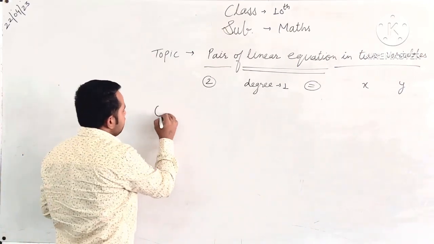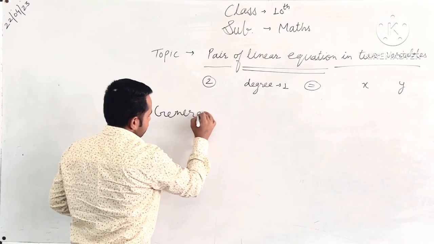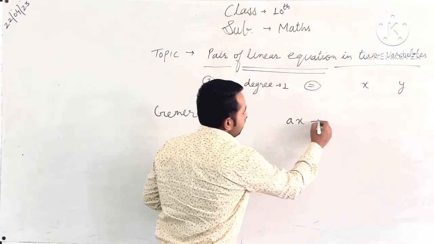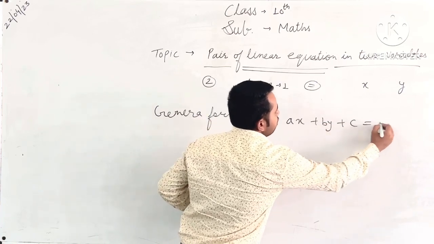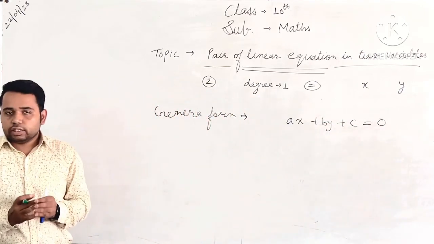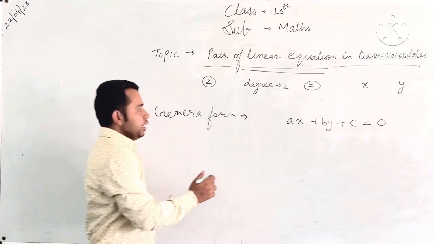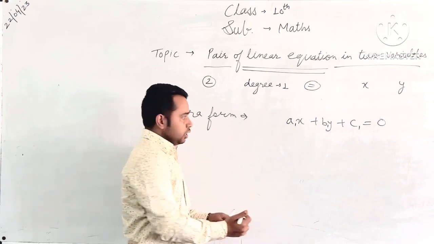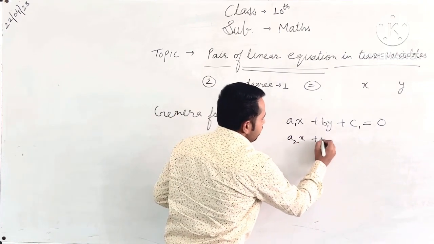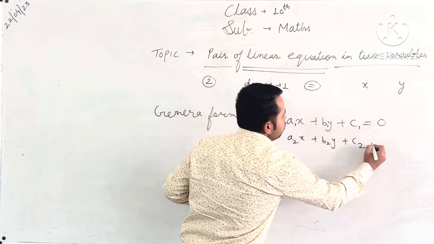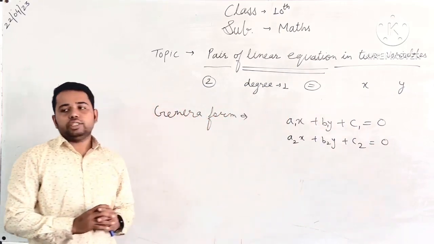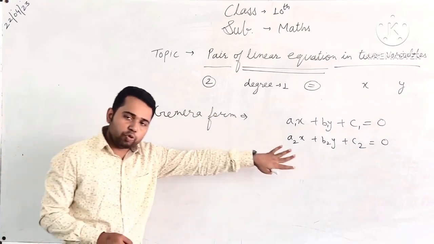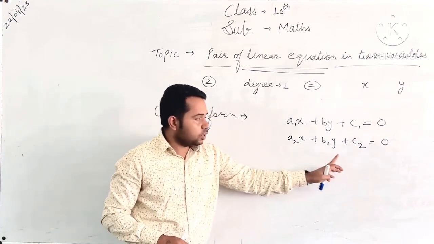Now in two variables and the pair also. So let's study about the general form. What is the general form? Actually it is ax plus by plus c equal to 0. But the topic is pair, so we will say a1x plus b1y plus c1 equal to 0. For the second equation it will come a2x plus b2y plus c2 equal to 0. This is called the general form of the pair of linear equations in two variables, where the two variables are x and y.